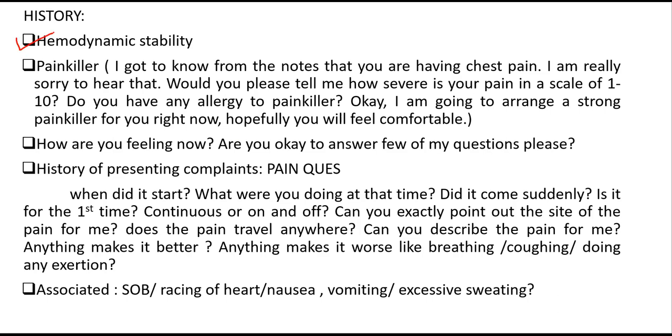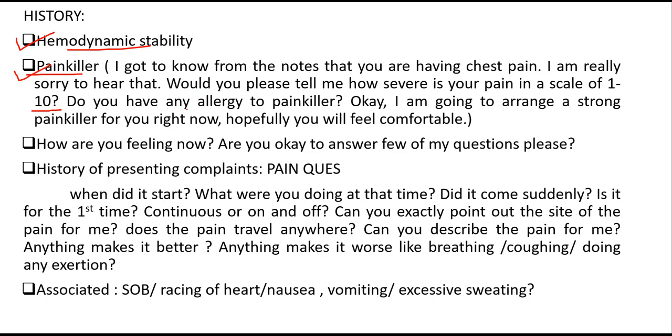So either you can make sure the patient is vitally stable and then give the painkiller, or you can give the painkiller first and then make sure the patient is vitally stable. Any of these two is fine. Let's say we are preferring to give the painkiller to the patient first. So John, would you tell me how severe is the pain on a scale of 1 to 10? Patient says, doctor, it is 9 by 10. What will you say? I'm so sorry, it must be severe for you.